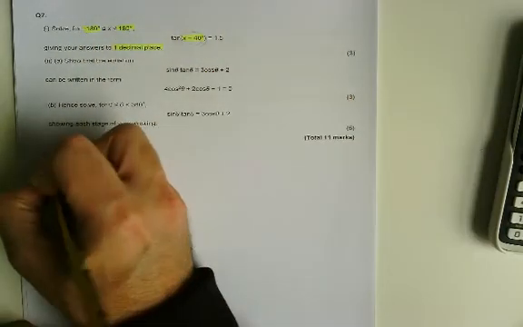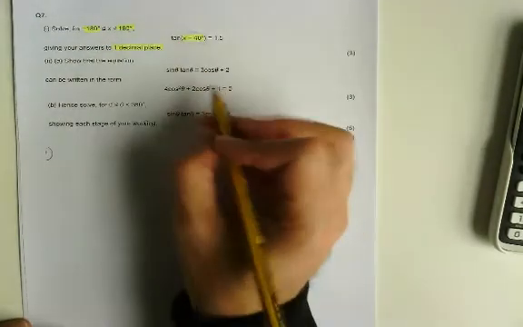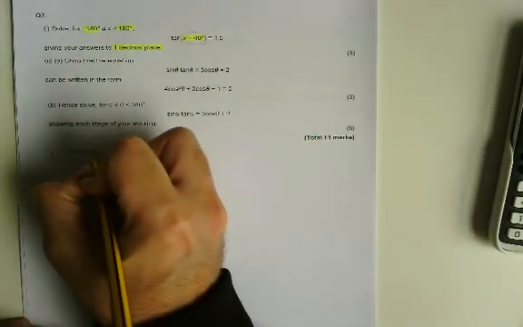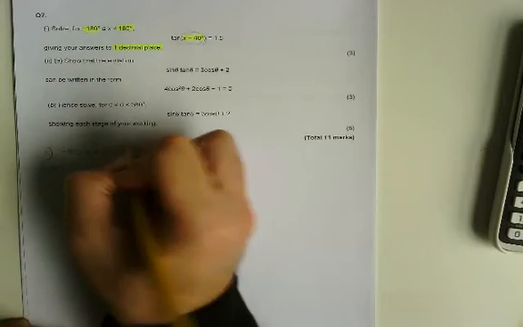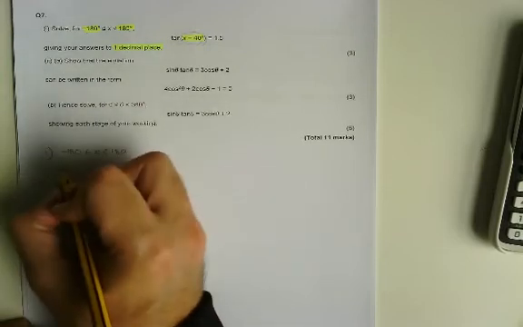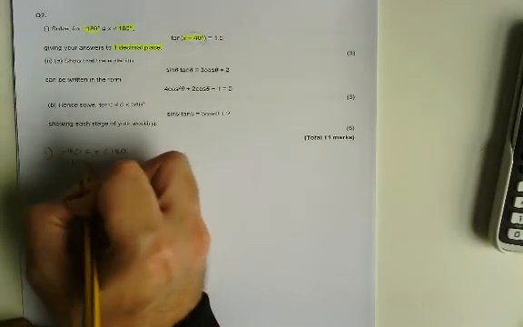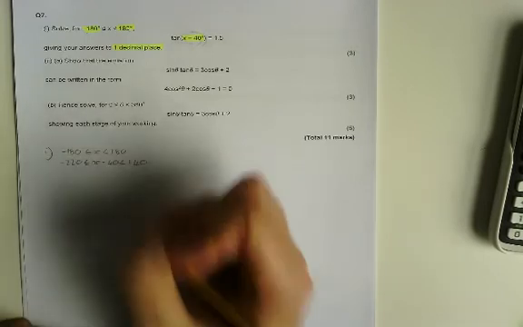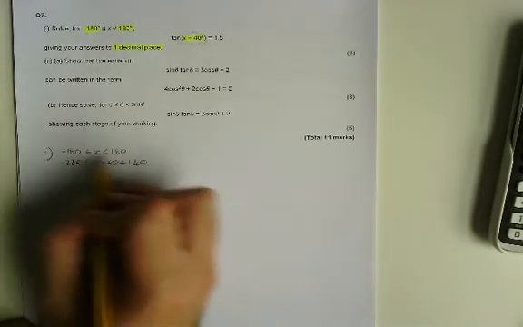So the first thing that we need to do here is change our range. If our range for x is minus 180 to 180, our range for x minus 40 is going to be minus 220 to 140. Okay, so we'll come back to that in a sec.